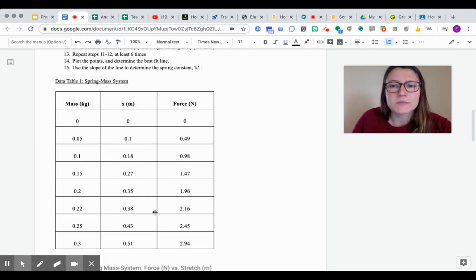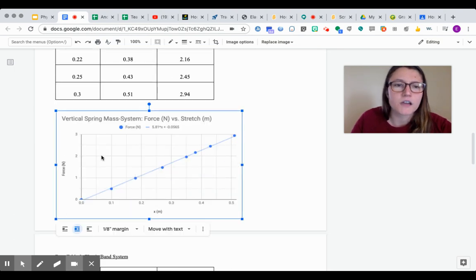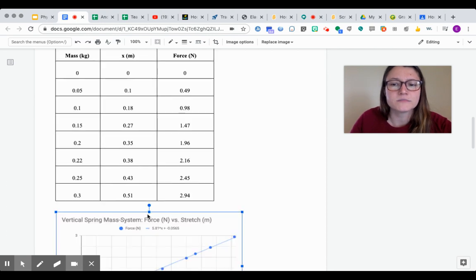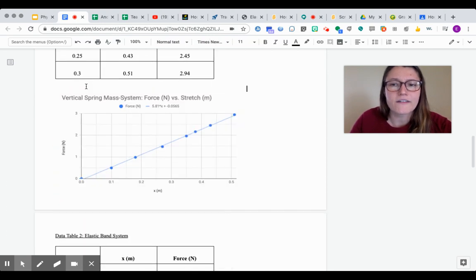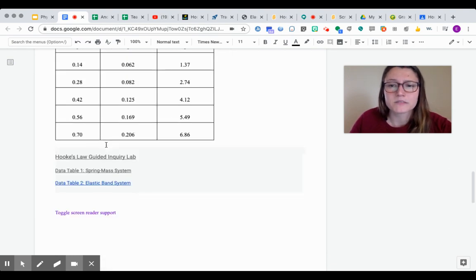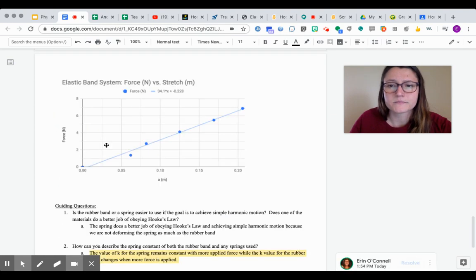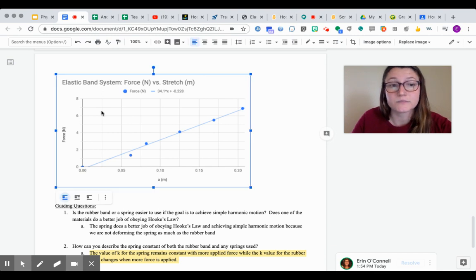Then we have our data tables. Underneath our data tables are images of our graphs. An advanced step would be to label those graphs. See how this says data table 1 spring mass system? You could call this graph 1. Graph 1 spring mass system. Okay, and graph 2 spring mass system.